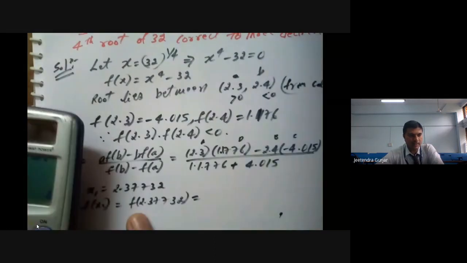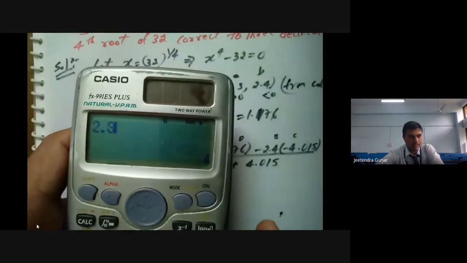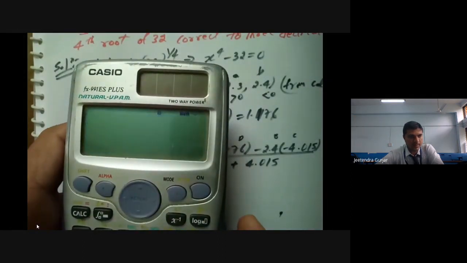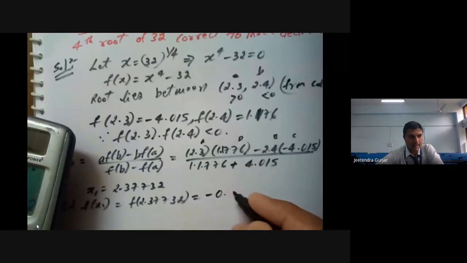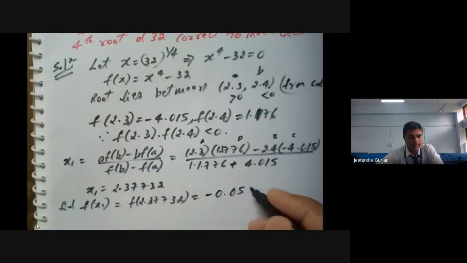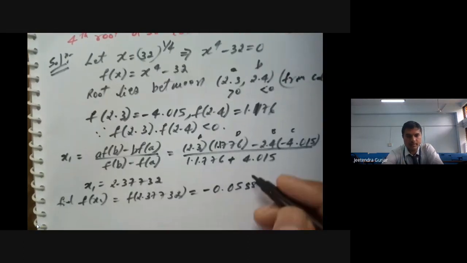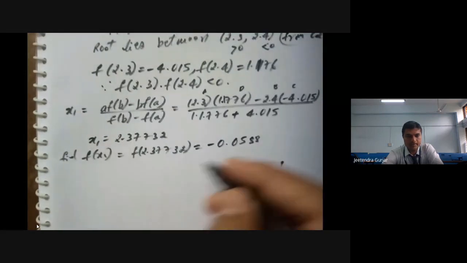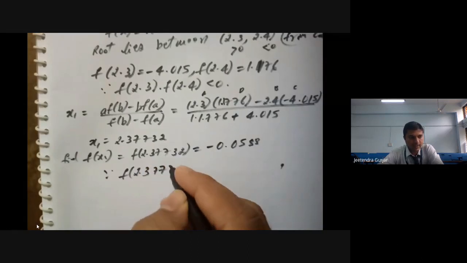I think in the textbook they have given all the iterations, but here we'll go with very simple iterations. So I'll just take the x as 2.37732. You will get the answer as minus 0.05884. So everyone just check the answers. Okay, just everyone try to check the answers. Therefore you have to write the steps like this: f of 2.377.